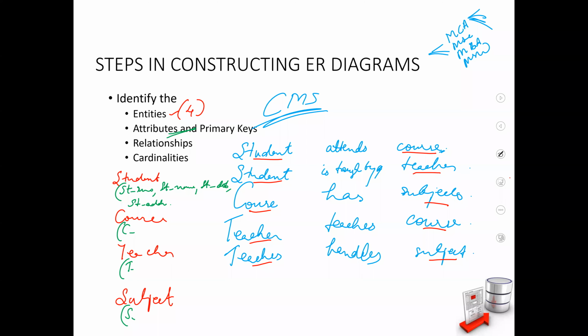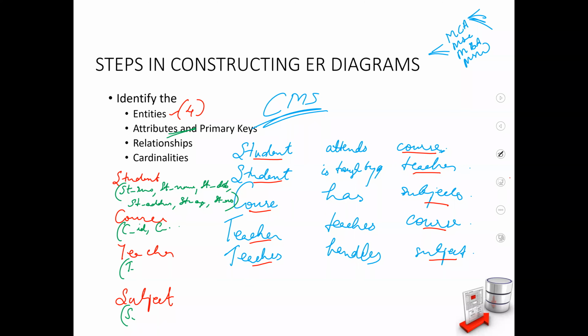Student address, student age, student number. I have identified all my attributes. In the same way, for course, I can have course ID. It is sensible to always have an ID.